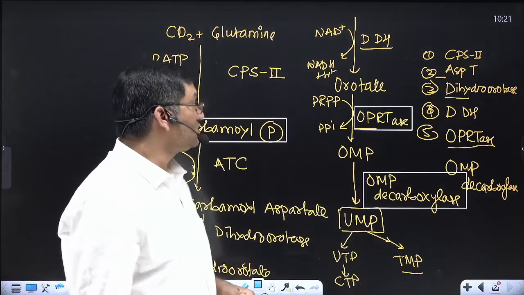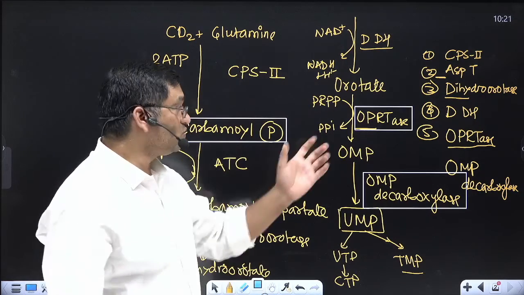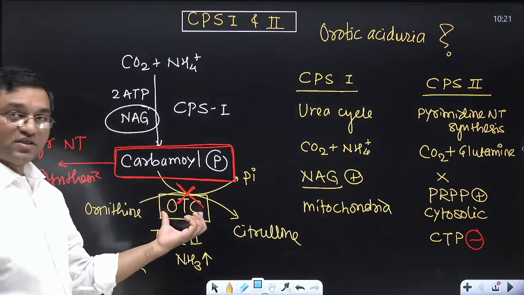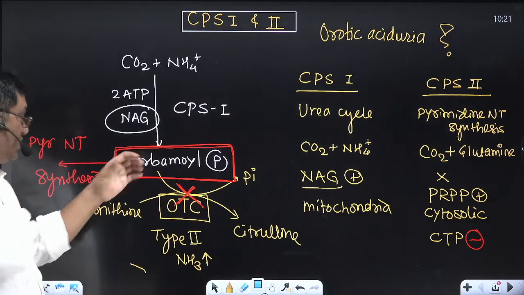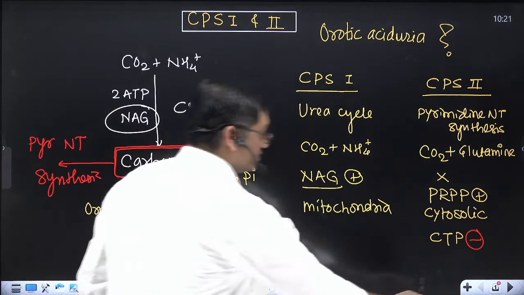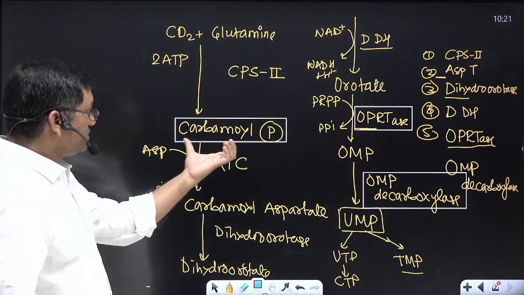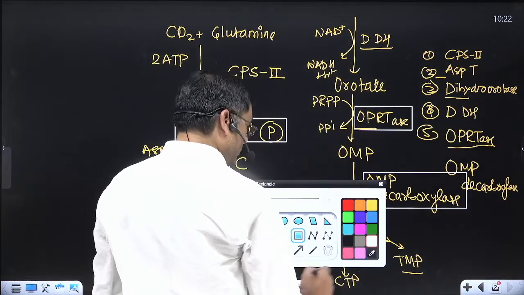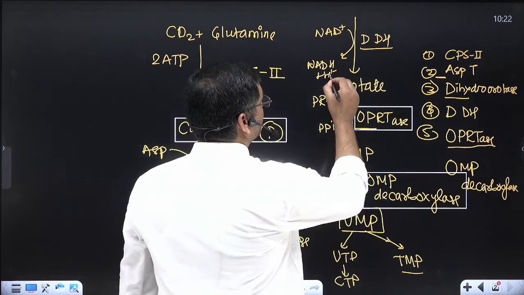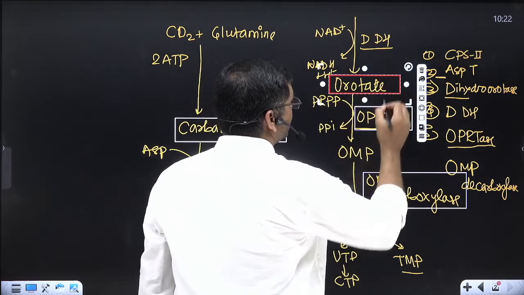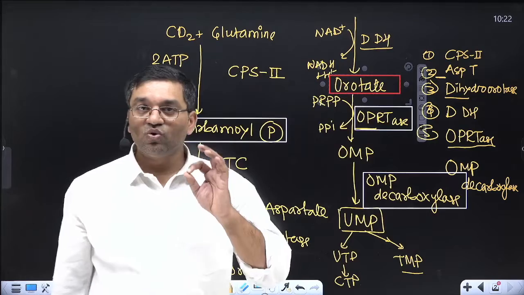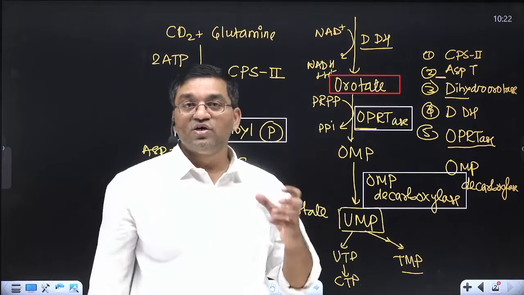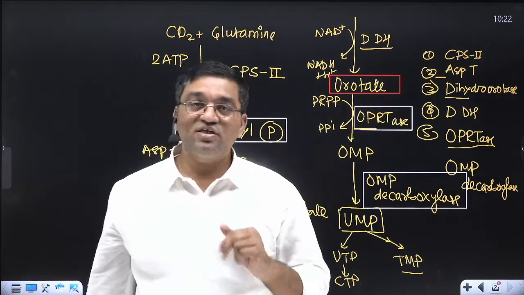Now our point of discussion is why hyperammonemia type 2 causes orotic aciduria. When there is defect in ornithine transcarbamylase, there is accumulation of carbamyl phosphate. It is diverted for pyrimidine nucleotide synthesis, where this carbamyl phosphate is converted into orotate. This orotate is excreted in urine, which causes orotic aciduria, because the excess carbamyl phosphate is diverted for orotate synthesis, and orotate excretion in urine occurs.